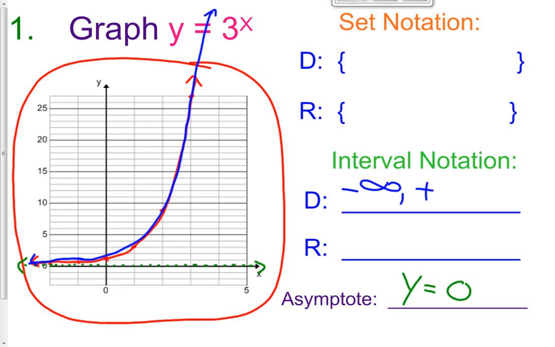So it's going to go from -infinity all the way to +infinity. So there's no number that my domain can't be. That means x such that x belongs to every real number, or all the real numbers.